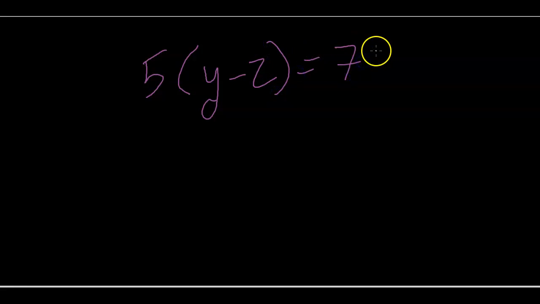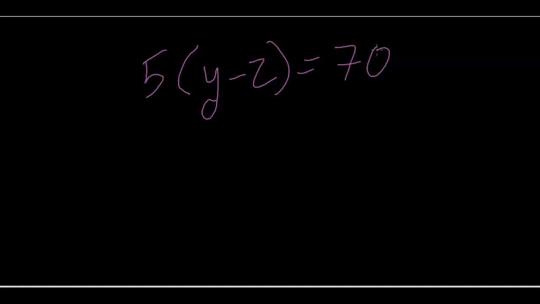Okay, let's take a look at solving some equations that require making use of the distributive property, or rather, which are at least set up with the distributive property. Something like this. Let's say we had an equation like 5 times, in parentheses, y minus 2, and let's say that equals 70. All right, so how can we solve something like that?